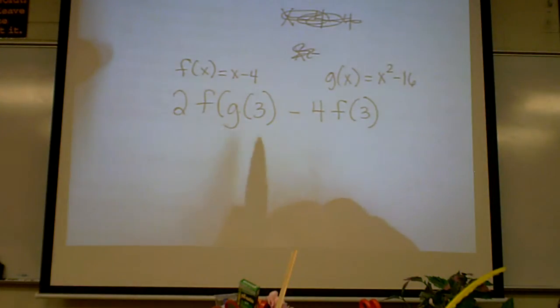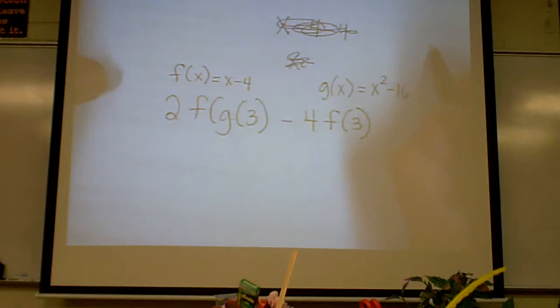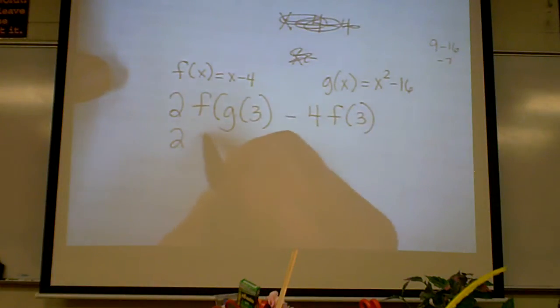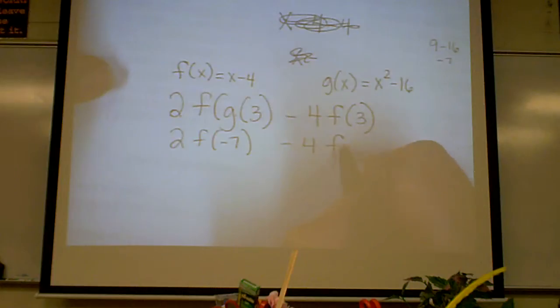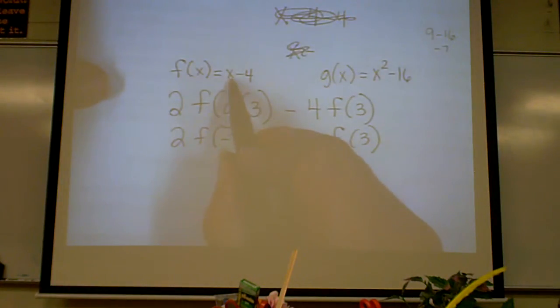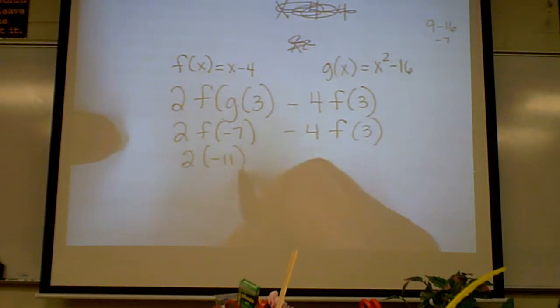How would you do this problem? Plug 3 into g. If you put a 3 here, what's 3 squared? 9. What's 9 minus 16? Negative 7. So this is negative 7. Then plug negative 7 in for x of the f. What's negative 7 minus 4? Negative 11.